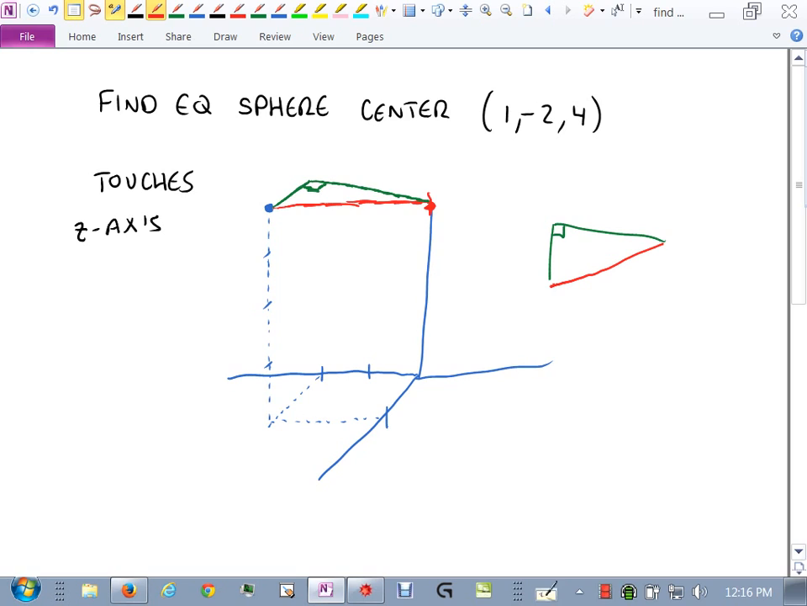Do you all see that right triangle? It's laying flat. That triangle would be parallel to the what plane? The X, Y plane, right? And so if you take it and look at it from the top, it's this. We're trying to find that red line. Do you all see that?